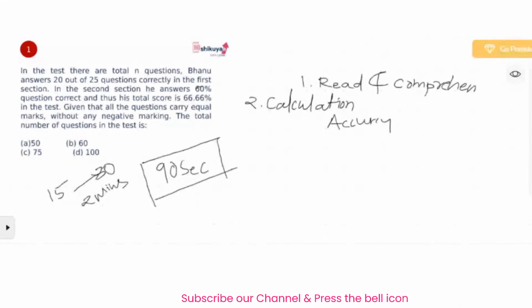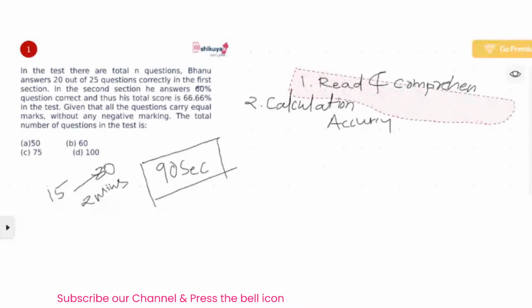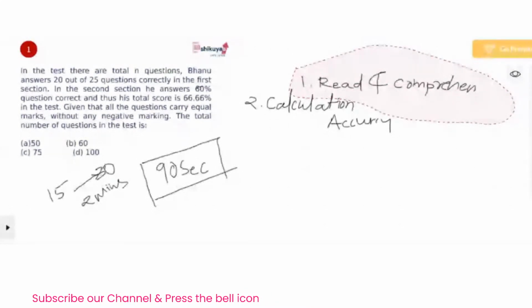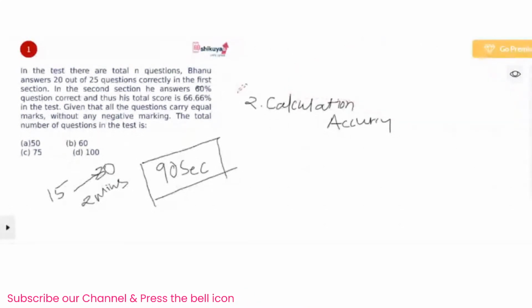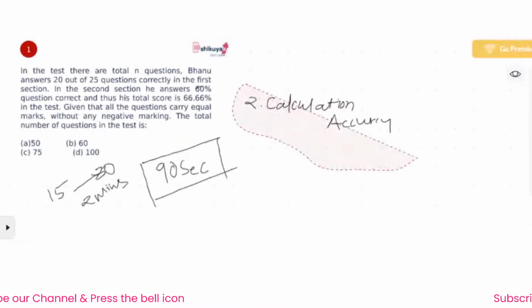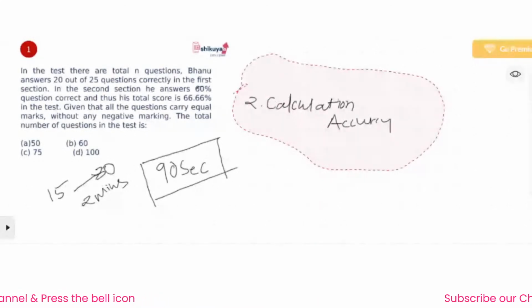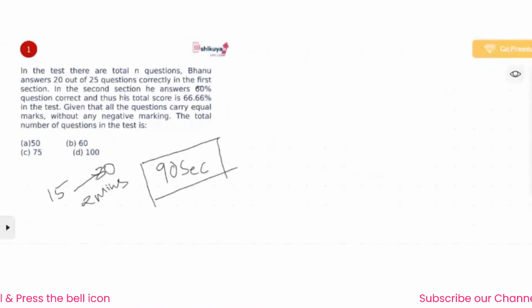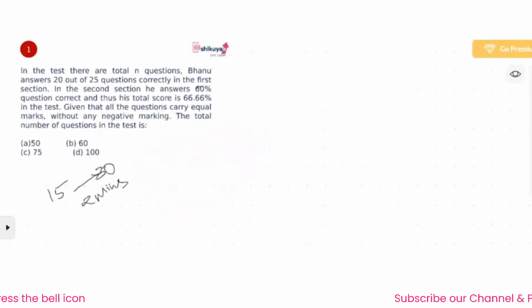So what are the tasks that you are supposed to do in these 90 seconds? The very first task is to read and comprehend the problem. Second, you have to calculate with the given data to find the answer. And the most important is you only have 90 seconds, correct? So let's start solving the problem now.